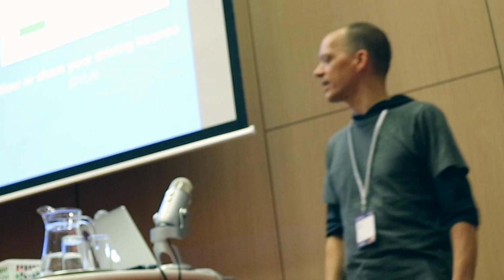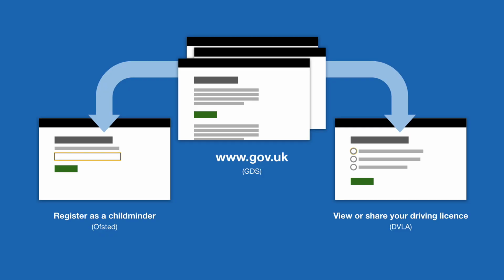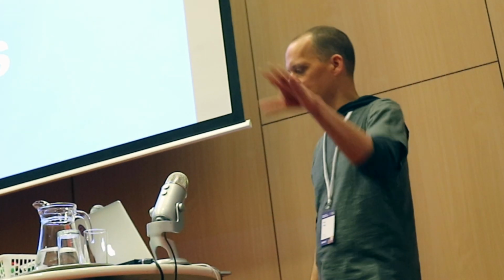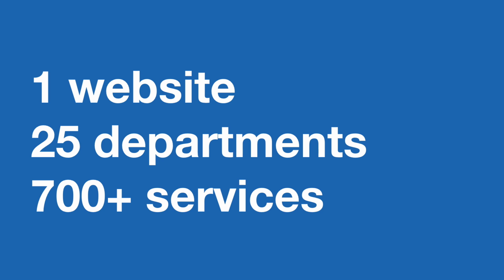And services on GOV.UK are usually built and maintained by different departments, so not GDS. Each department is responsible for its own services. For example, the register as a childminder service is run by a department called Ofsted, and view or share your driving licence is run by a department called the Driver and Vehicle Licensing Agency, DVLA. So whilst it looks like one website, it's actually hundreds of little discrete sites built by at least 25 different departments, and they're all around the country in the UK, and they're all working independently.